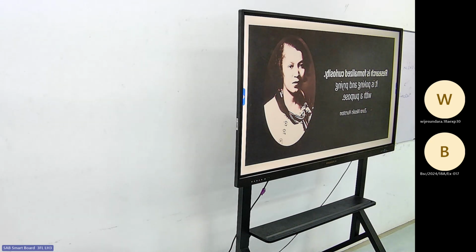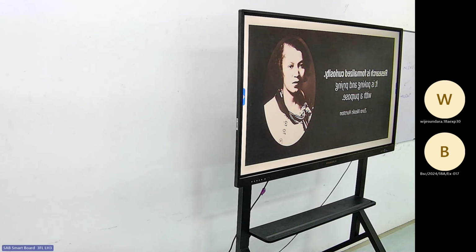We can't identify the final outcome. So therefore, what is it? It's curiosity. What else? It's also dealing with purpose. Right? So when we are doing research, do we have a purpose? Yes or no? Yes. What may be the purpose?